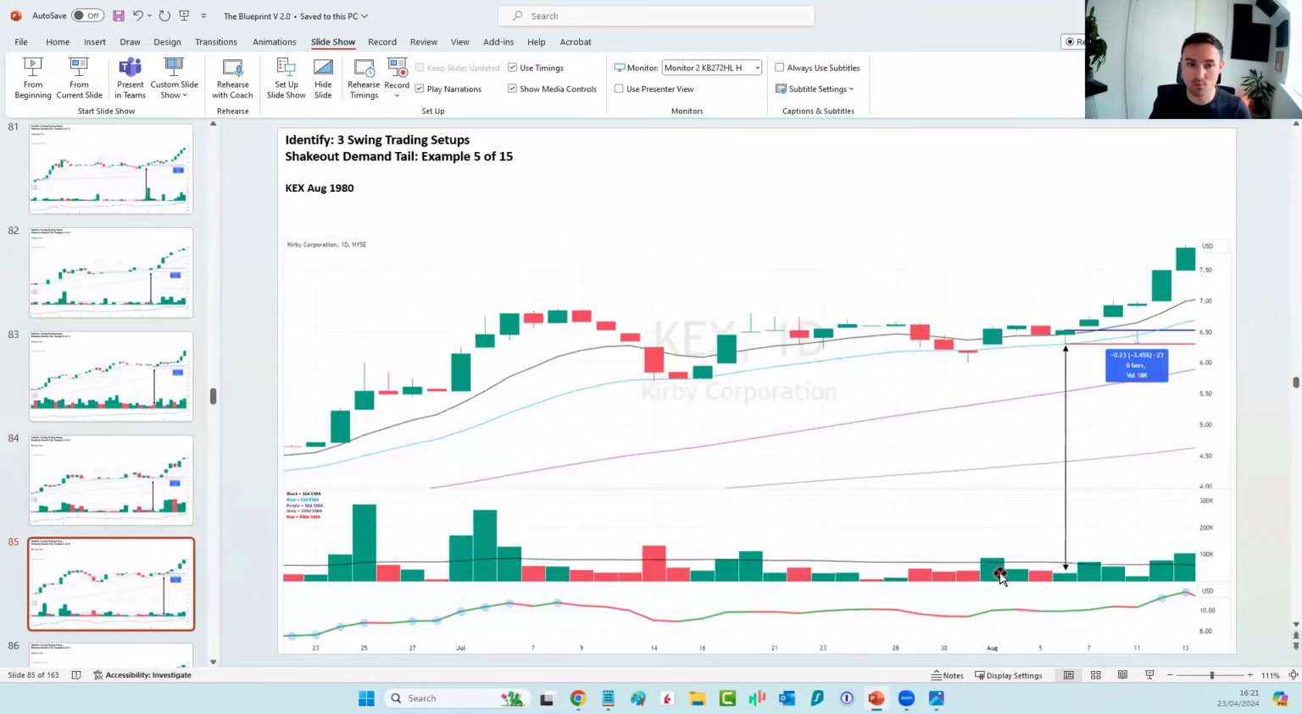Another one here, another KEX one. So again, what do you see? Holds the 21, shakeout demand tail. Here's another shakeout demand tail, low volume. Here's another shakeout demand tail, low volume. So then it gives you the opportunity, we'll do it a little bit later on in the bar by bar stuff, to then pyramid into positions.